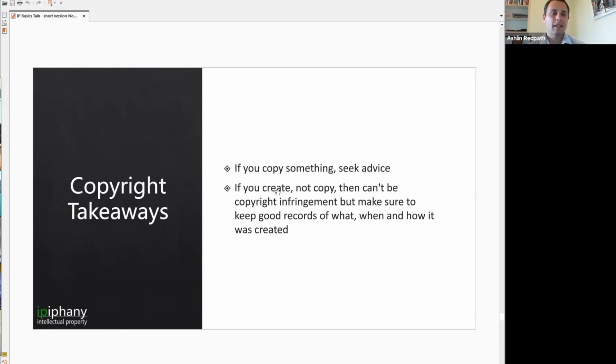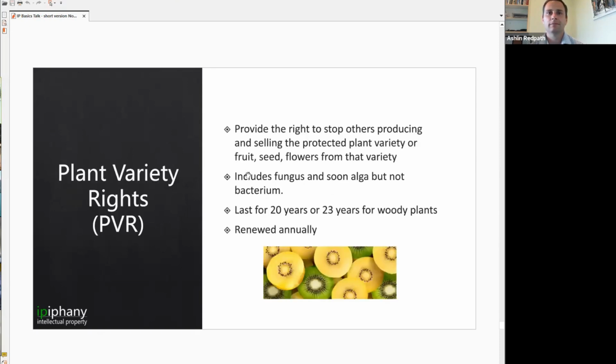If you are creating something, then you are creating the original work. You own copyright in that. You can't commit copyright infringement if you created it. It's only if you copy someone else's. Any questions on copyright?